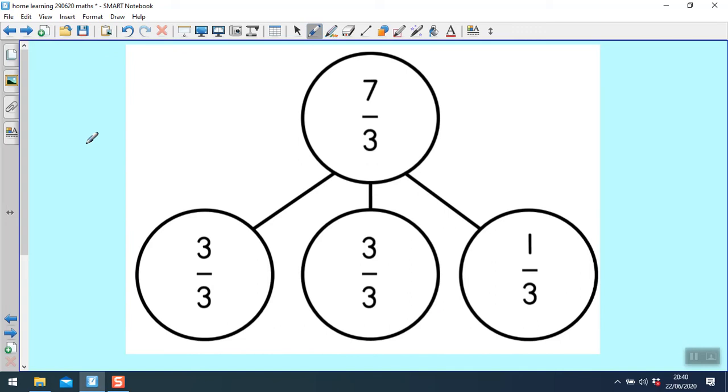Thinking about our part-whole model, so 7 thirds is the whole, and these all make up 7 thirds. 3 thirds, which is a whole one, plus 3 thirds, which is another whole one, so that's 2 altogether, plus a third, 2 and 1/3. This means divide, remember. 7 divided by 3. How many 3's go into 7? 2 whole ones and 1/3.